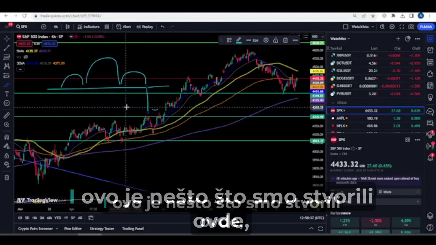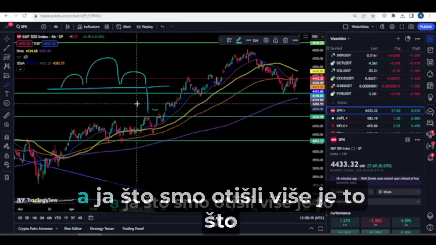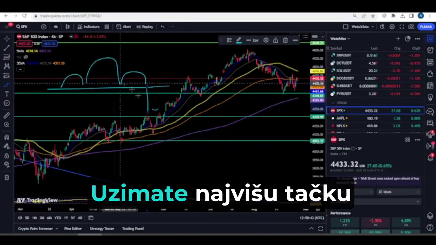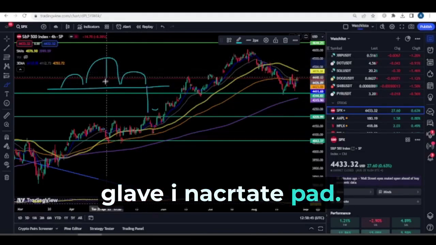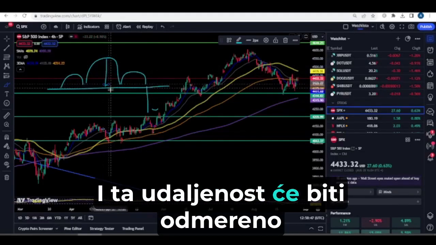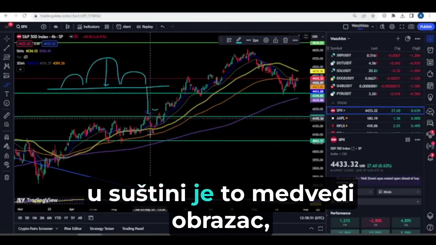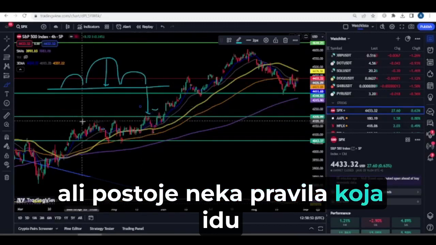And the beauty of it is, and this is something that we've created here and that we've gone over, is that you can calculate your target. You take the highest point of the head, drop a plumb line down, and that distance will be a measured move down here. Okay, so essentially it's a bearish pattern, but there's some rules that go with these.